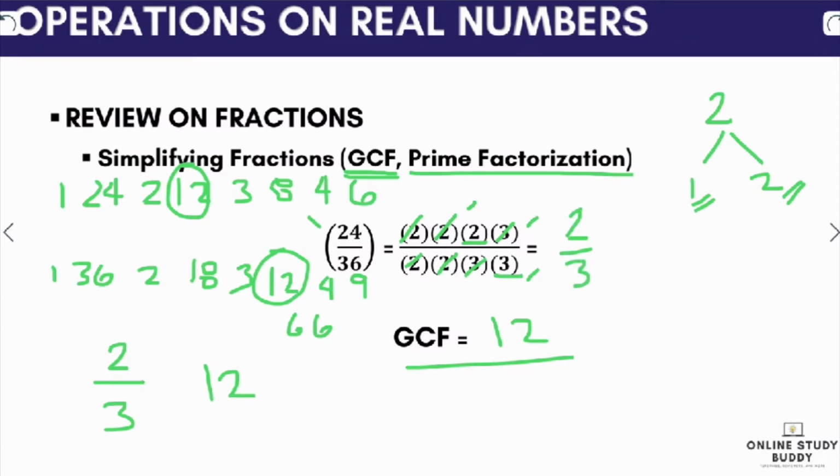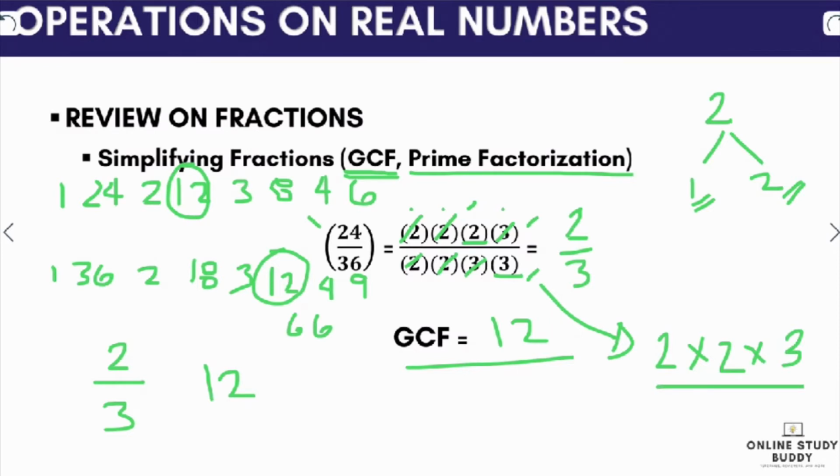And then, lahat na na-cancel natin, nire-represent nila yung greatest common factor natin. Pag minultiply natin lahat ng kinancel natin, makukuha natin yung greatest common factor. So, we have 2 times 2 equals 4 times 3 equals 12.